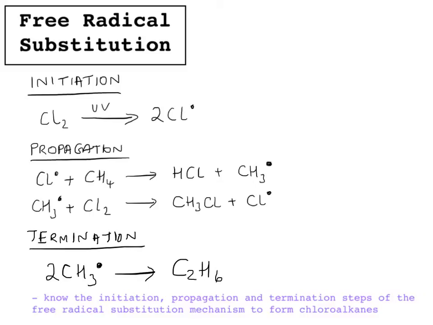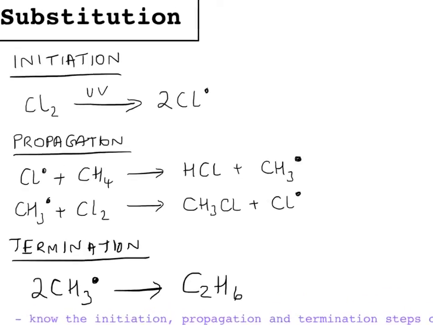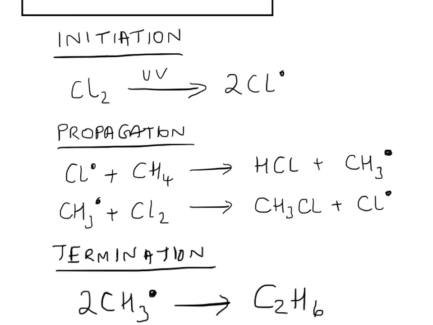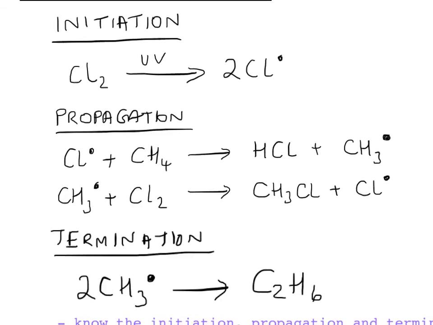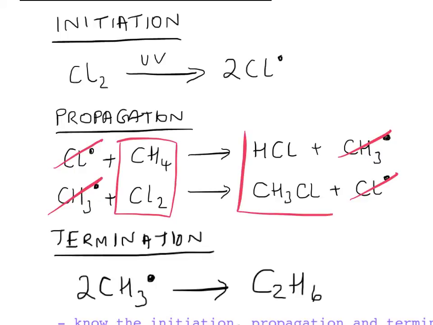Now the overall reaction can be worked out from looking at the propagation steps. As you'll see, the propagation steps have catalysts in. The chlorine free radical is a catalyst because it's used and then remade again, but also the CH3 free radical is a catalyst because it's made and then used again. If we add these two steps together, those catalysts will cancel out. And so what you get is CH4 plus Cl2 goes to make HCl and the product that you want, CH3Cl.